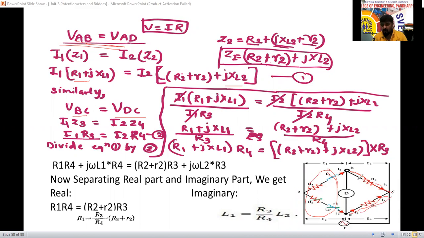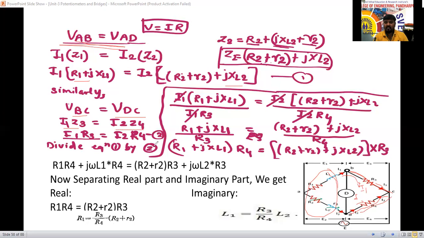So VBC equals, which current is flowing here now? If the bridge is balanced, then the same current I1 will flow here. So that is I1 into Z3. Here I2 is flowing, so I2 into Z4. So I1 Z3 equals I2 Z4 here now.